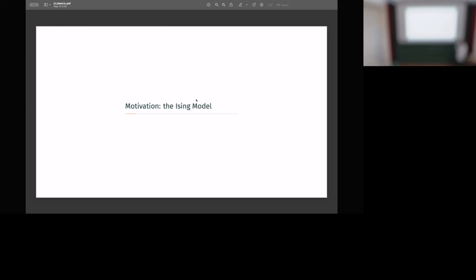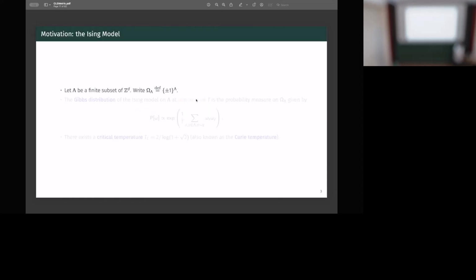Now let's recall what the Ising model is. This Ising model gives us a motivation for why it is interesting to study this CLE, and also why it is interesting to study the metric we will introduce in this talk.